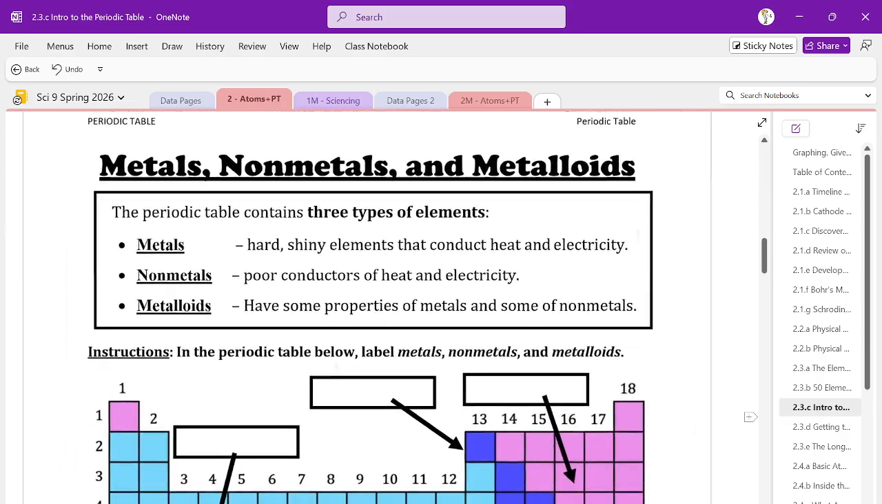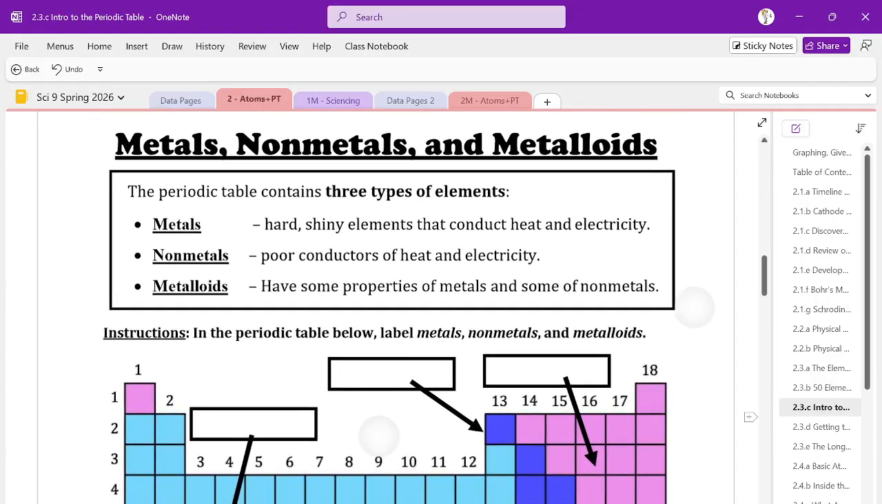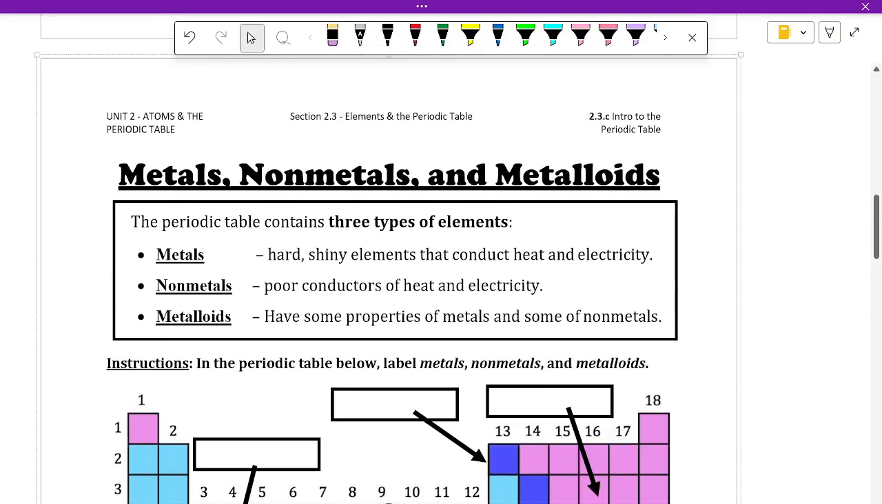Now we're going to go to this next page, 68. And there are 3 types of elements.